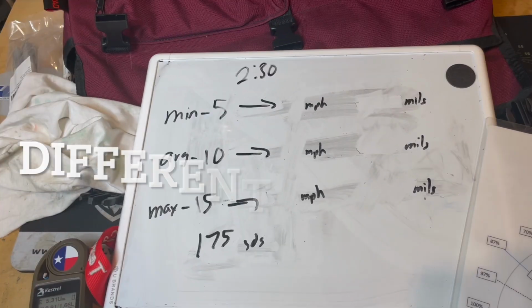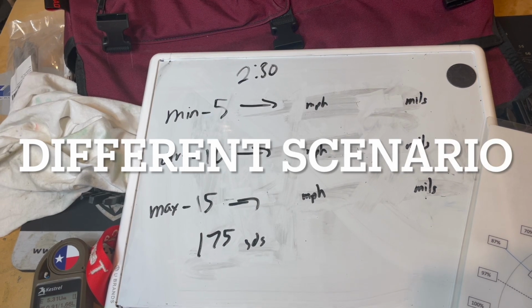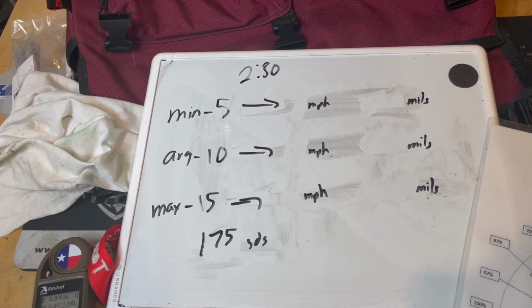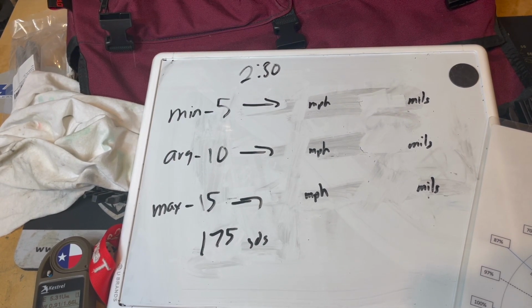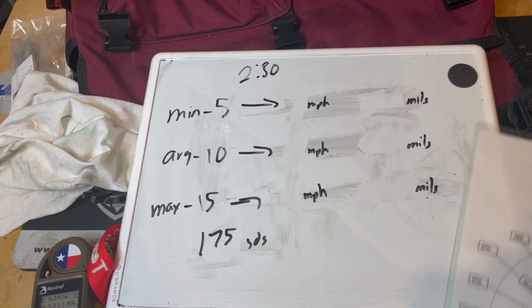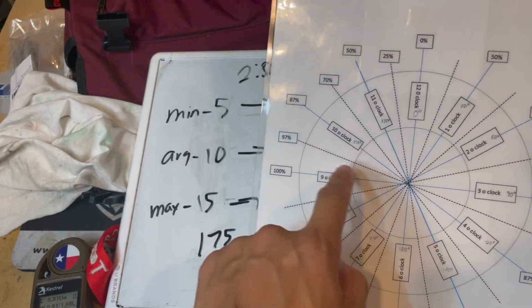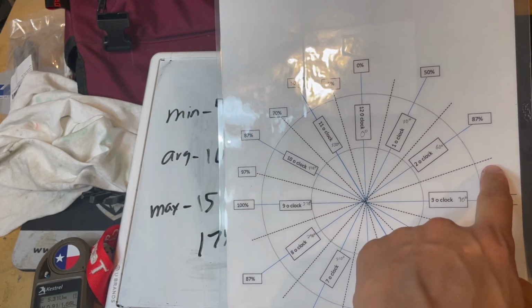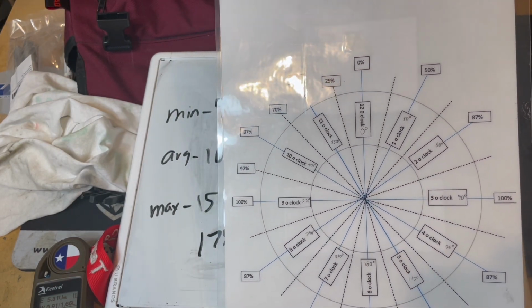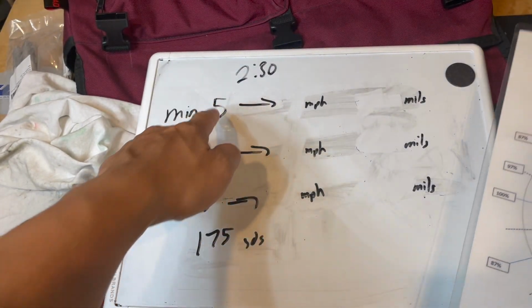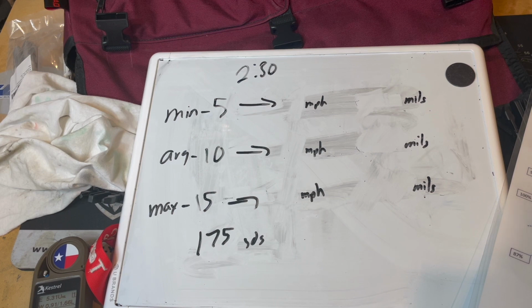Now let's go to another scenario. What if your min is 5, average is 10, and max is 15, and the wind's coming from 230 in relation to the target, and it's at 175 yards? Well, we know that 230 is pretty much full value. 230 is 97%, and 97% is pretty much close to full value. So we're just going to leave this at full value.